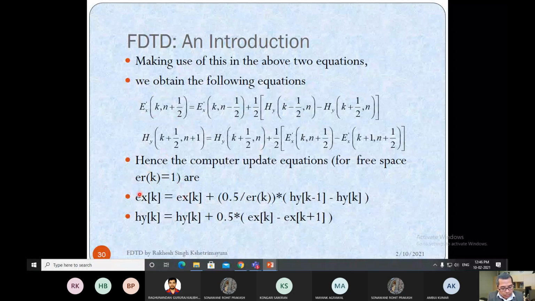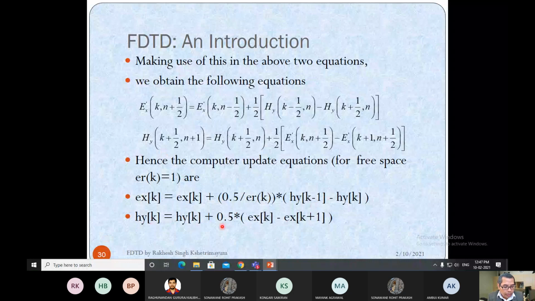So you put this in a loop, k going from, let's say, 1 to capital N. In that case, Ex[k] would equal Ex[k] plus 0.5 divided by epsilon_r[k], for free space it is 1, times Hy[k-1] minus Hy[k]. All these half variables have been replaced by integer variables, because in the computer update equation we cannot have any half here. All the running indices should be integers here.